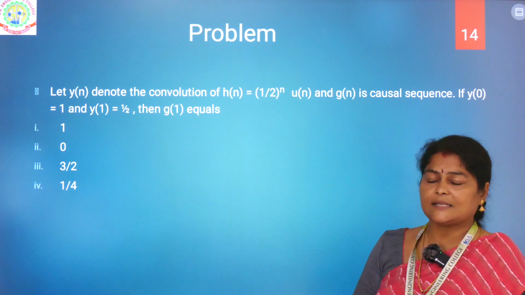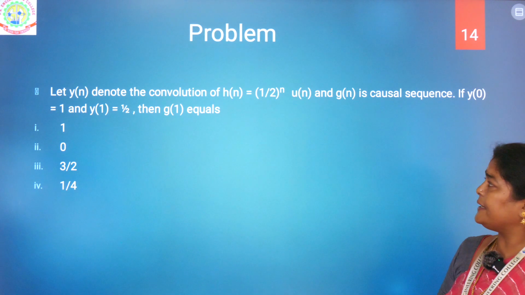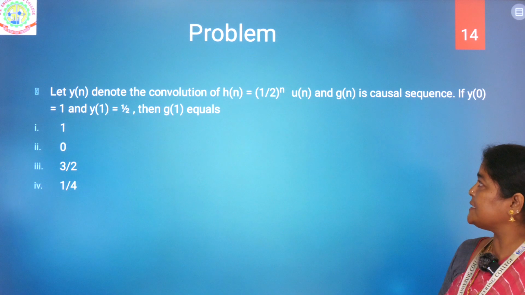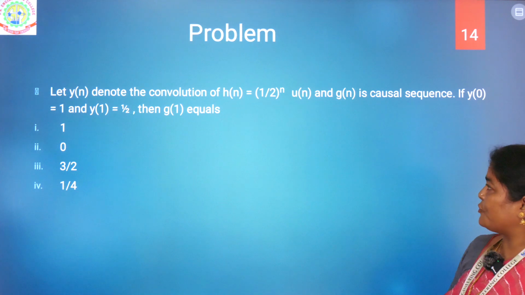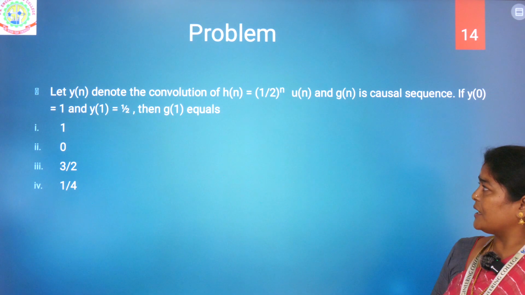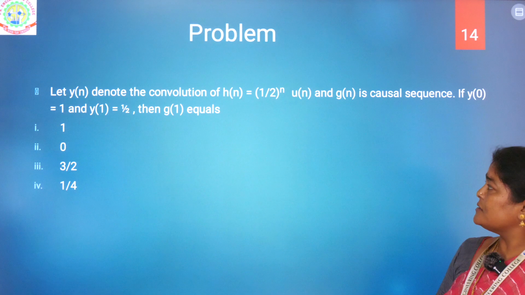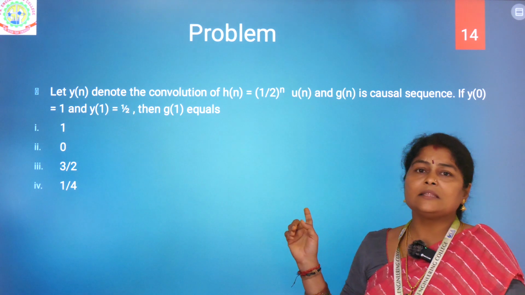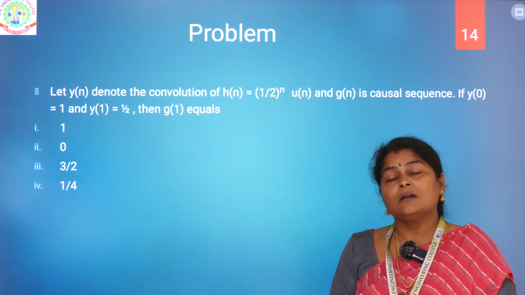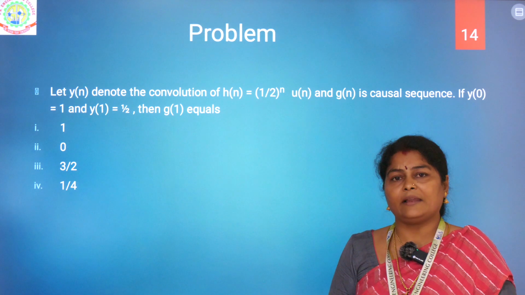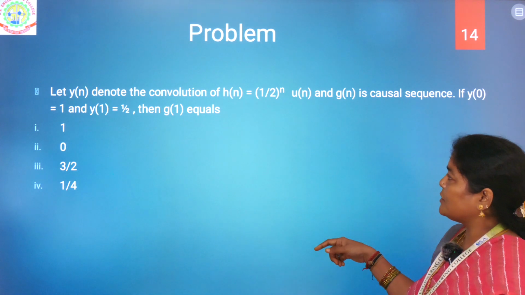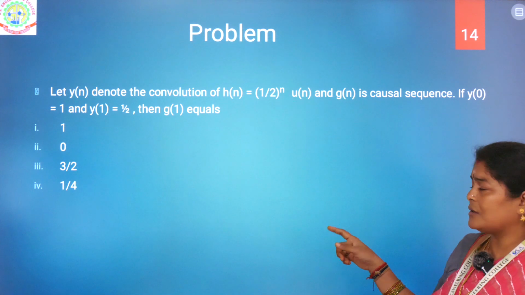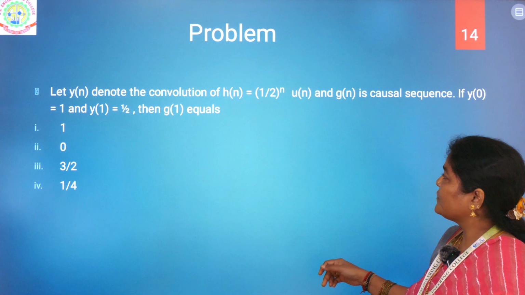Now let us take one example. Let y of n denote the convolution of h of n equal to (1 by 2) power n u of n and g of n, which is a causal sequence. If y of 0 is 1 and y of 1 is 1 by 2, then g of 1 equals? For solving this particular problem, you need to go with the matrix method, because I already mentioned that for convolution we have three methods. So here we are going to choose the matrix method, and you can very well solve the answer. Now we'll see the solution of it.